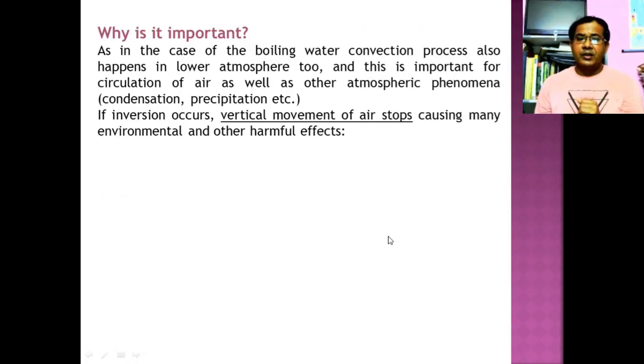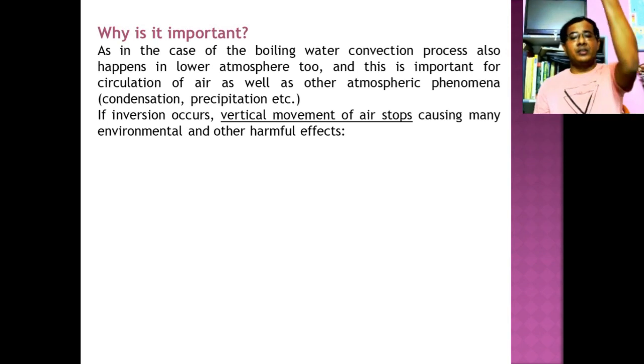Then why is it important? As we have seen in the boiling water, there is a convection process. The warm water moves upward, then it cools and comes down again, and there is a circulation in the water. The same process happens in a normal situation in the atmosphere, and that is why we observe the upward movement of air and the condensation, cloud formation, and resultant precipitation. If air cannot move upward, then condensation, cloud formation, and precipitation will stop. That is the most important impact of inversion of temperature.